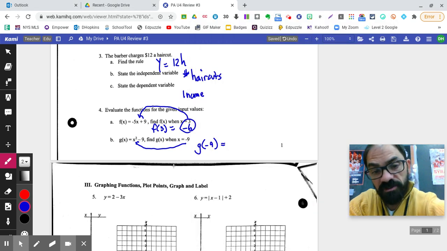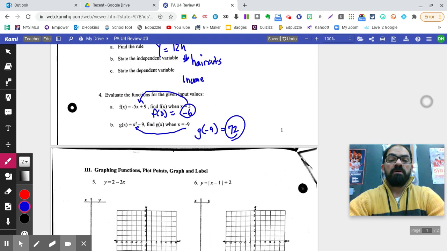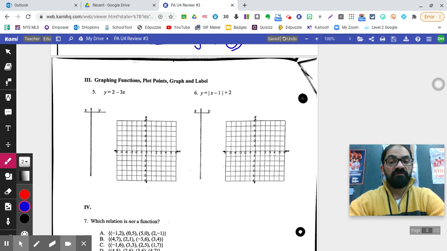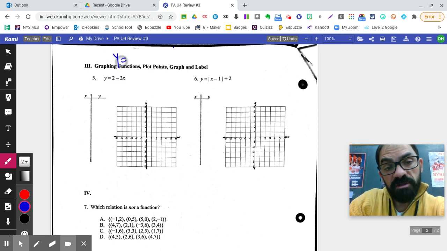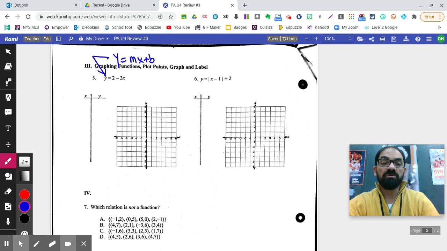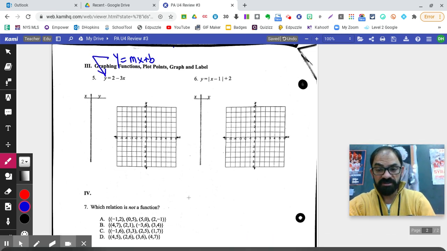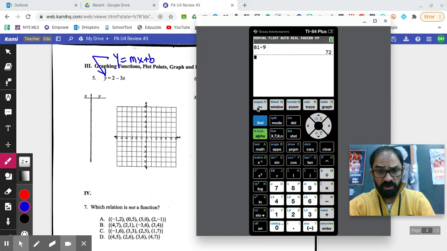You guessed it, 72. Okay, moving on. Graphing. We have to have it in the form y equals mx plus b first. If we notice, y is already by itself, so this makes it easy on us. Turn your calculator on. Go to y equals, clear out what's in there again.